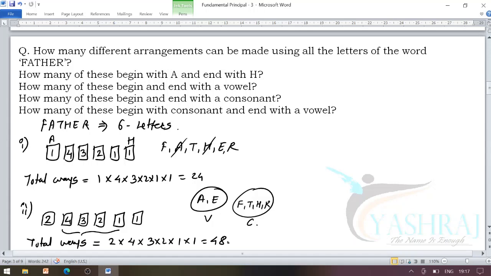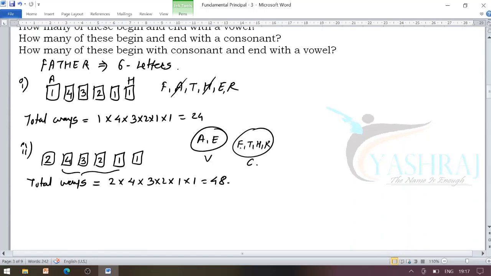Now the third thing we are having: how many of these begin and end with the consonants? So the third one, begin and end with the consonants. Again we have 6 different boxes to fill up with the 6 letters in the word father, such that it should begin with a consonant. So how many consonants do we have? There are 4 consonants. So to fill up the first box we have 4 ways, while to fill up the last box, which also ends with a consonant, we again have the remaining 3 ways.